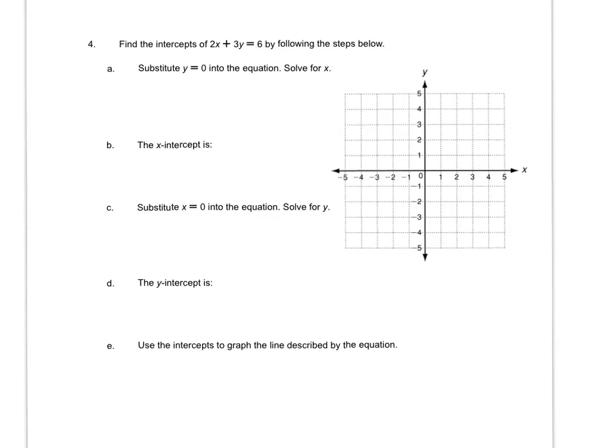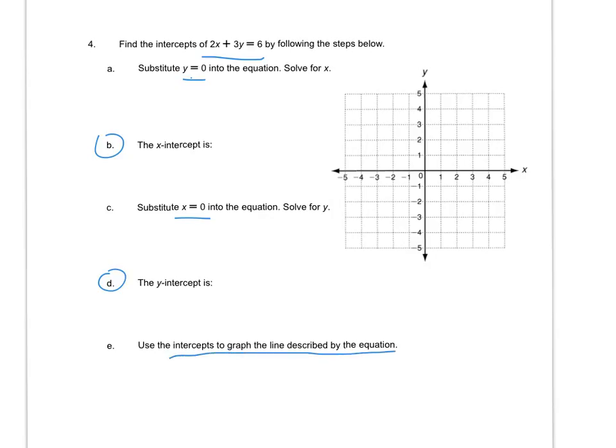Okay, on this one, there are 4 steps, actually 5 steps. We're going to find the intercepts of 2x + 3y = 6. We're going to substitute 0 in for y, and that'll give us the x-intercept. Then we're going to do 0 for x, and that'll give us the y-intercept. And then we're going to use the intercepts to graph the line described by the equation.